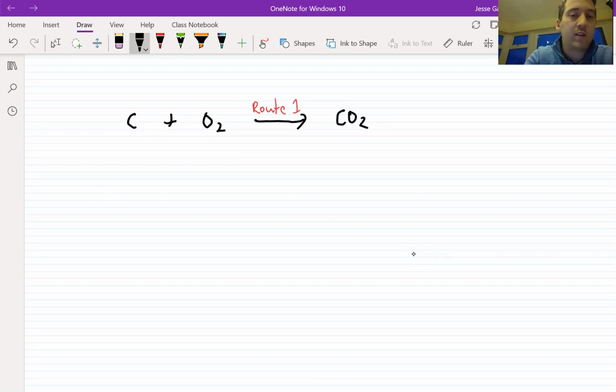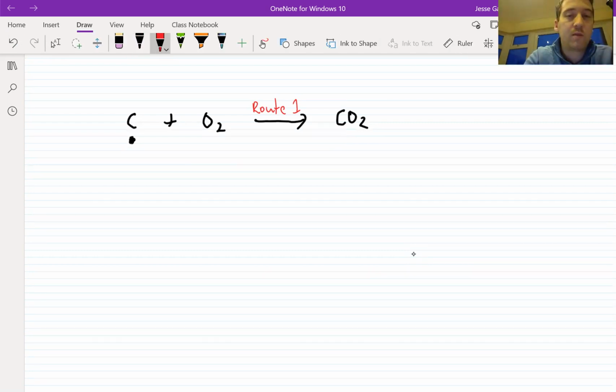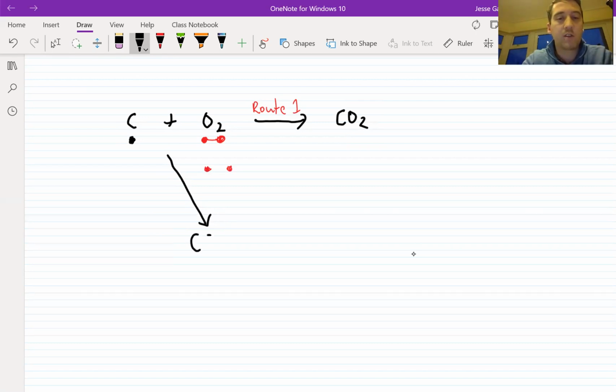Now, if we were to draw this, we would know the carbon is already a single atom, like that. And the oxygen is 2 atoms joined together like this. Well, what we could actually consider is that maybe, first of all, the oxygen first has to split into 2 separate atoms like this. And what you will get is one of the carbons joining with one of the oxygens, first of all. So that will give us the product CO.